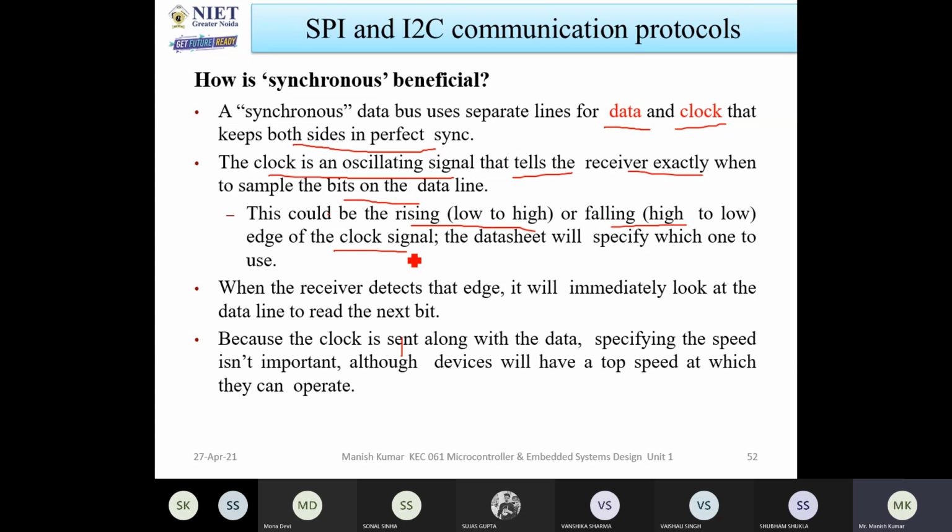But the data sheet will specify which one you have to use, which one you have to choose. So for that purpose, you can see the data sheet of the SPI protocol. In that data sheet, it is mentioned whether you have to select the rising edge or the falling edge. When the receiver detects the edge, it will immediately look at the data lines to read the next bit. What will happen?